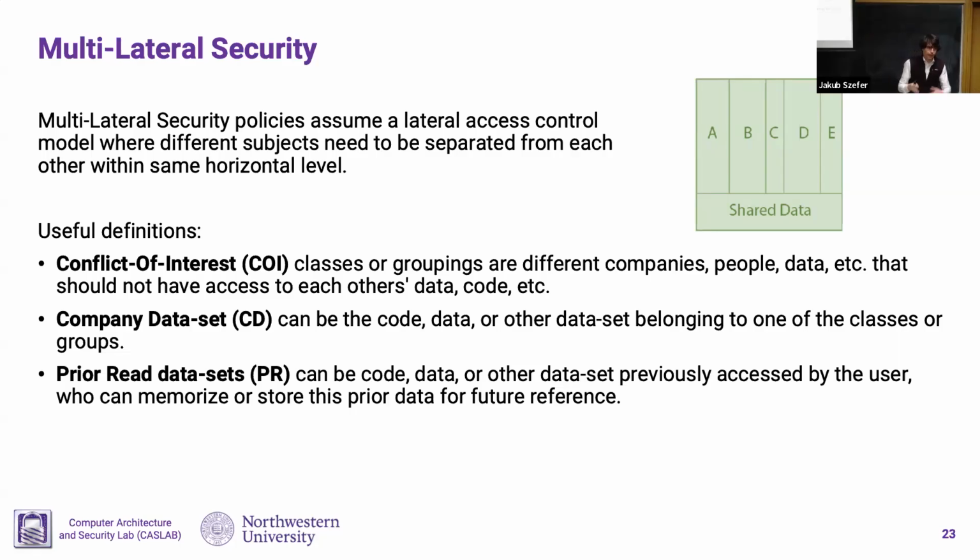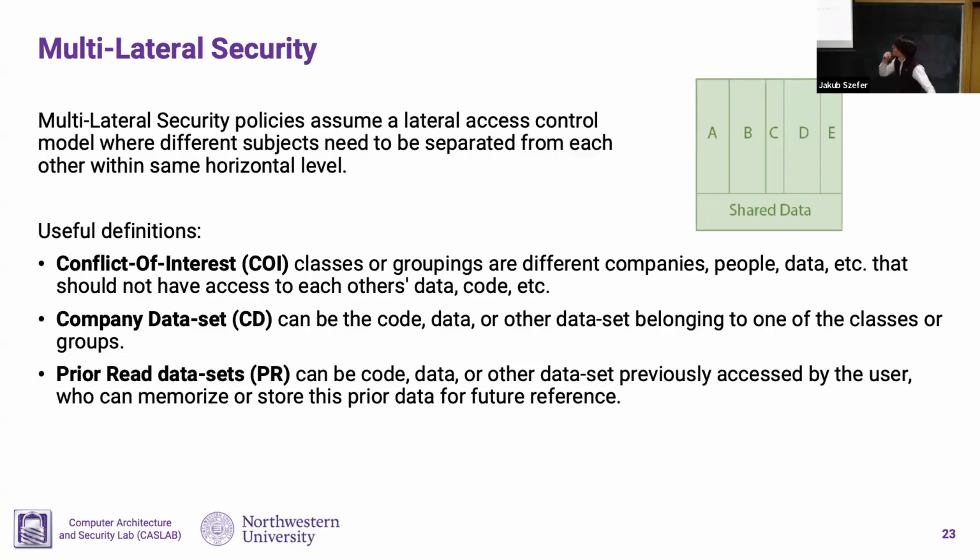So again, Pepsi has their own secret Pepsi formula, and Coke has their own secret Coke formula, and these are a conflict of interest. There's a company data set, which basically means data that belongs to one of these conflict of interest classes. So this is the data belonging to them.